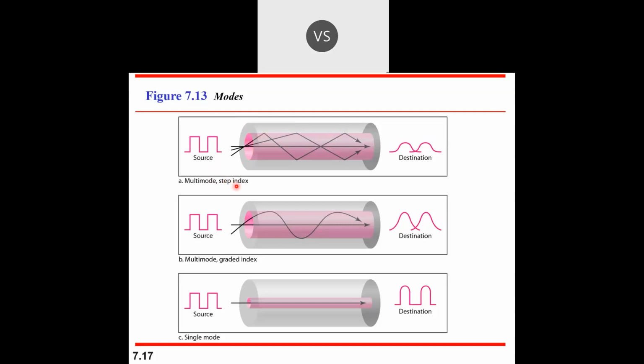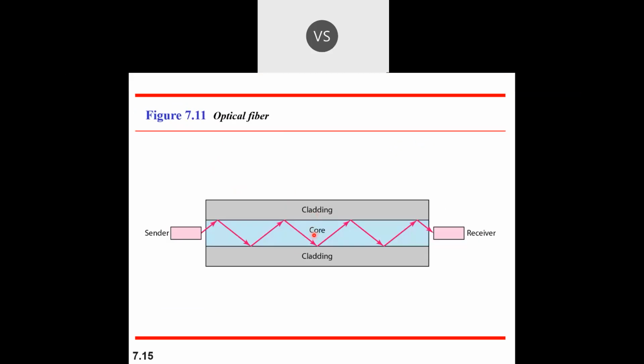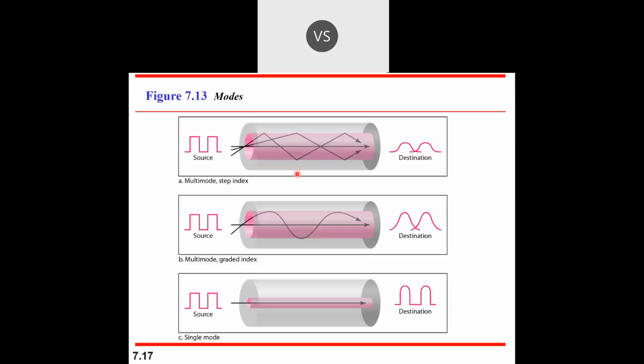Now, what is the meaning of multi-mode step index fiber? There are two regions, core and cladding. Your core is made up of only one type of refractive index, so it's considered a step refractive index. What do you mean by multi-mode? Multi-mode means the core diameter is thicker.